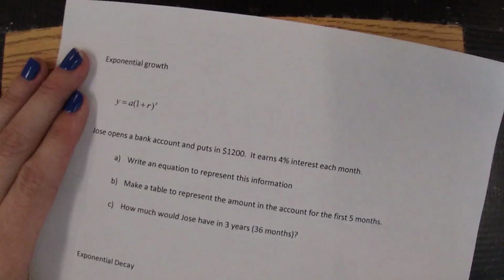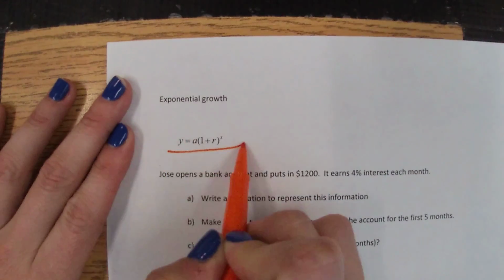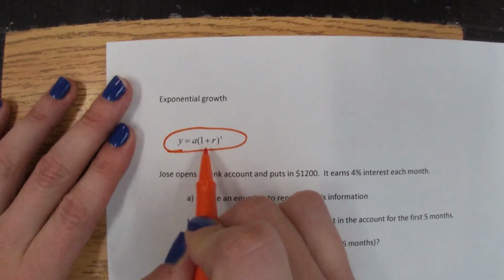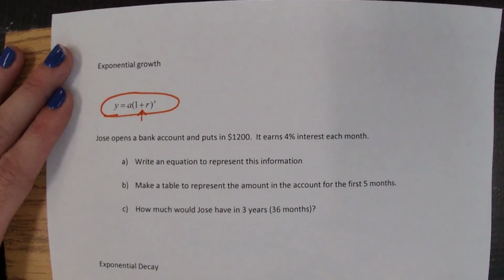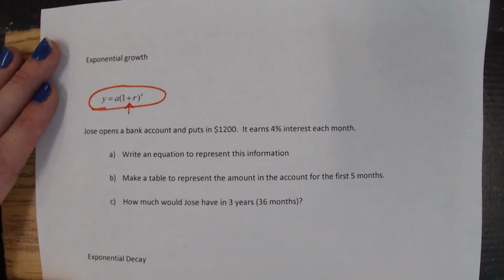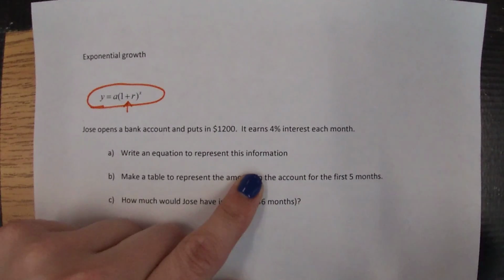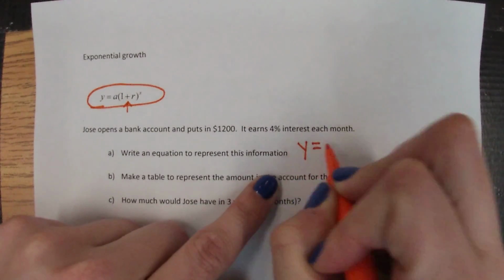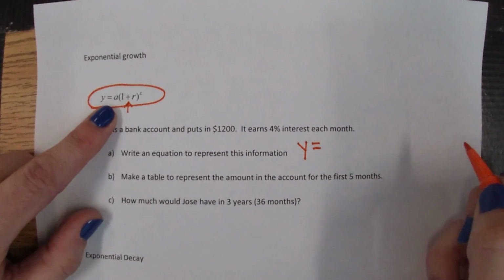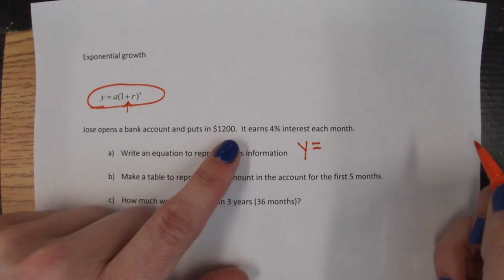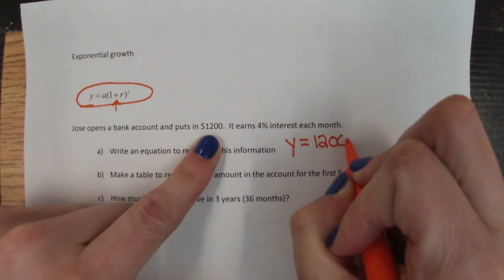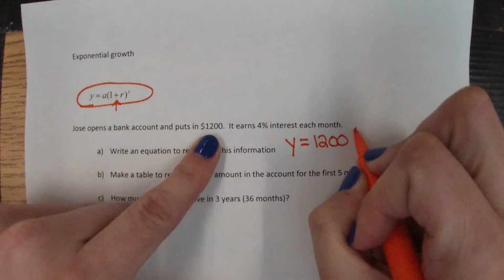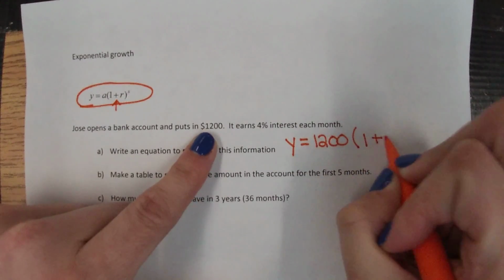It's getting larger. So the formula that we want to use is exactly what we have, except we've put in the addition sign because we said we would use an addition sign when we're talking about growth. So if we want to write an equation that represents this, y equals, our a value is going to be the initial amount. The initial amount that Jose put in was $1,200. Then we'll put a parenthesis, 1 plus.